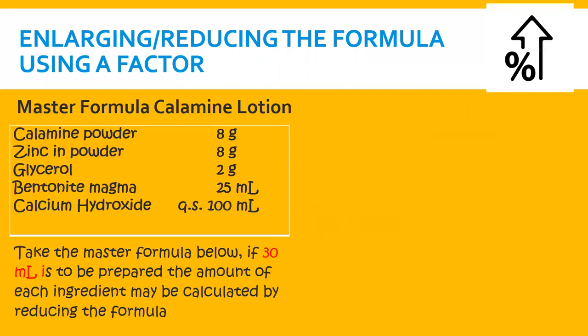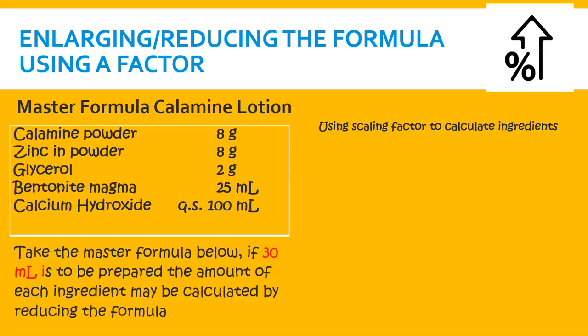We can use a scaling factor. Now, this scaling factor is what we're going to use to calculate each ingredient depending on what we are enlarging or reducing the formula by. So if I'm enlarging the formula by 2, then I multiply each ingredient by 2. If I'm reducing the formula by 2, then I divide each ingredient by 2.